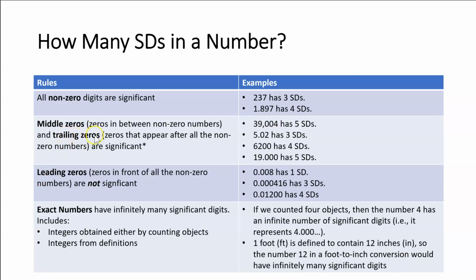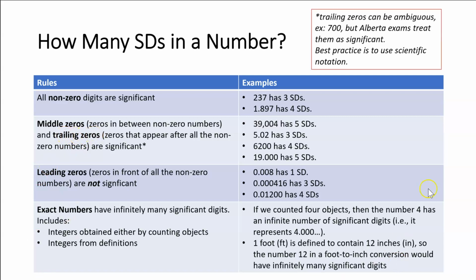One note on trailing zeros. Trailing zeros can be ambiguous. For instance, the number 700. We don't really know, are we dealing with exactly 700 or something on the order of 700? But for Alberta, the province of Alberta, when you take your diploma exams, we treat trailing zeros as significant. But if you want to be sure of how to treat them, the best practice is to write a number using scientific notation.